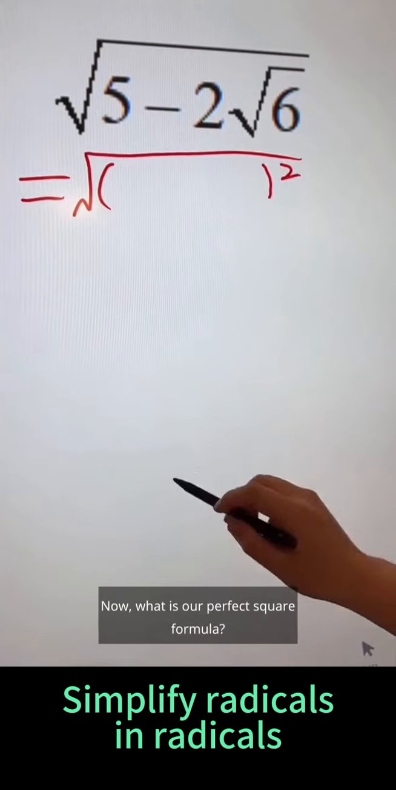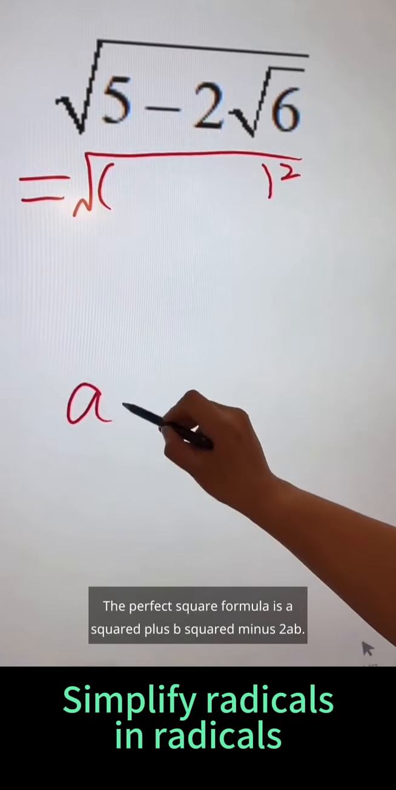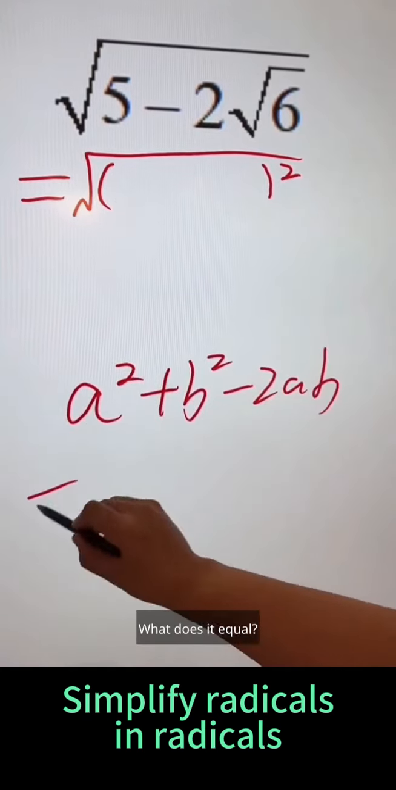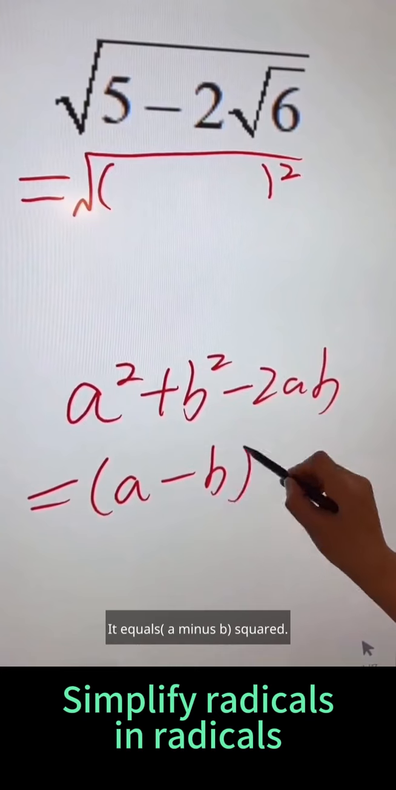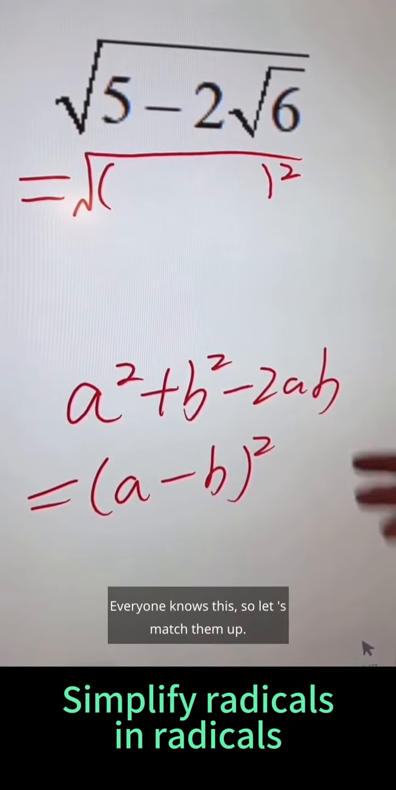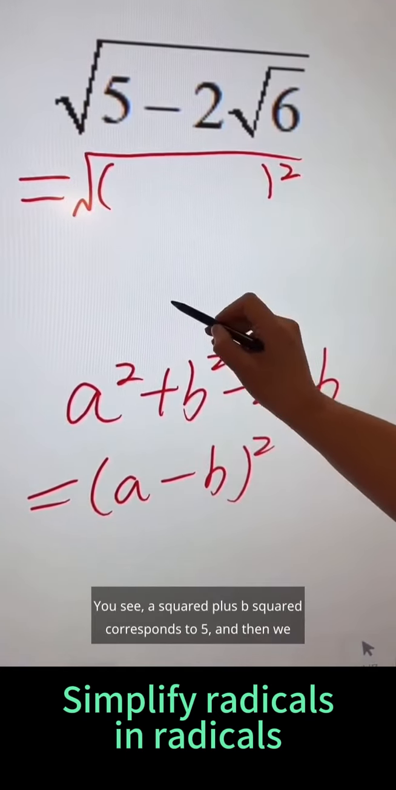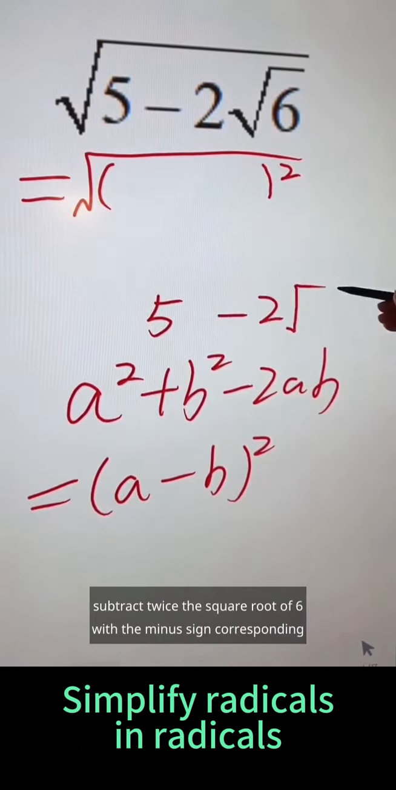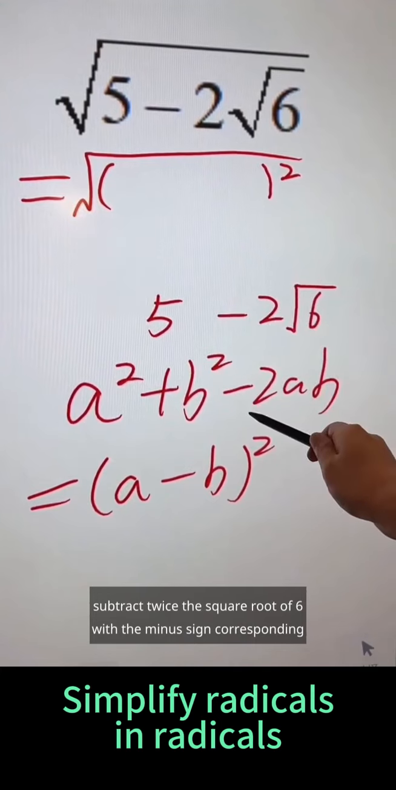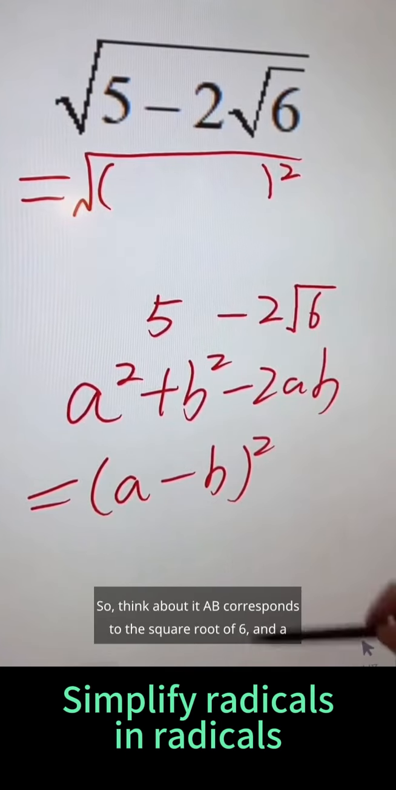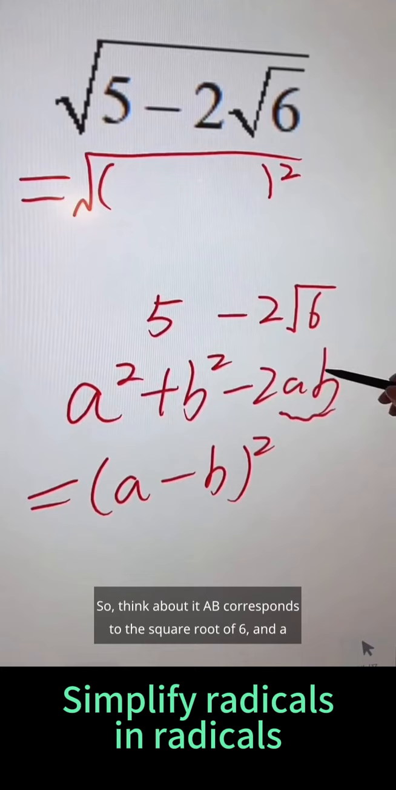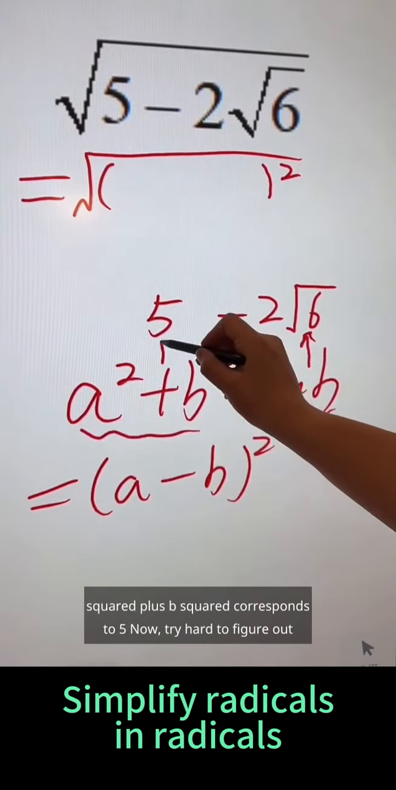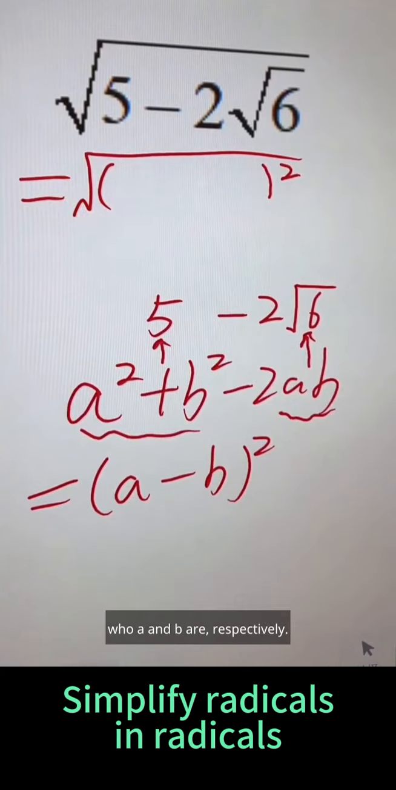Now, what is our perfect square formula? The perfect square formula is a squared plus b squared minus 2ab. What does it equal? It equals (a minus b) squared. Everyone knows this, so let's match them up. You see, a squared plus b squared corresponds to 5, and then we subtract twice the square root of 6, with the minus sign corresponding to 2. So think about it. ab corresponds to the square root of 6, and a squared plus b squared corresponds to 5. Now try hard to figure out who a and b are, respectively.